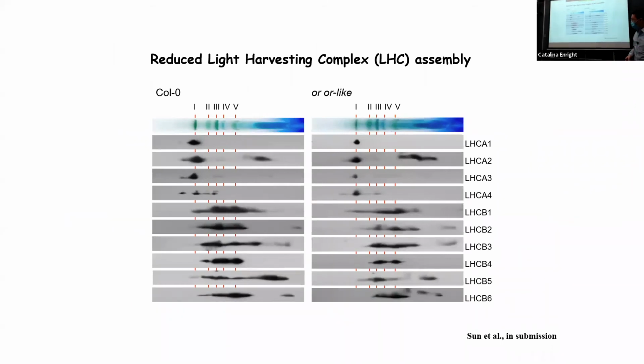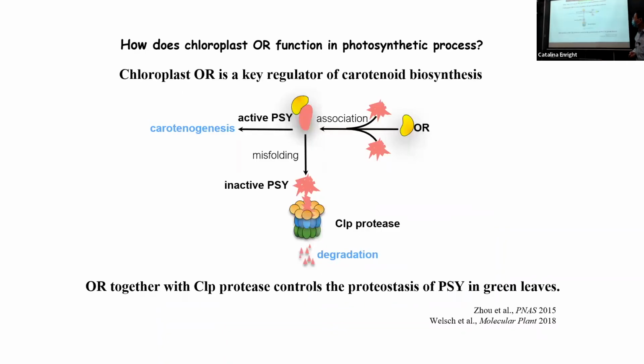We also did the second dimension Western blot of the blue native gel for each light-harvesting complex protein. We find that many major proteins, especially the light-harvesting complex proteins LHCB1 and LHCB2, are missing in the light-harvesting complex assembled into a large complex. Previously, our lab showed that OR is the molecular chaperone of PSY, phytoene synthase. Is that the reason the OR-like mutant has less photosynthesis complex?